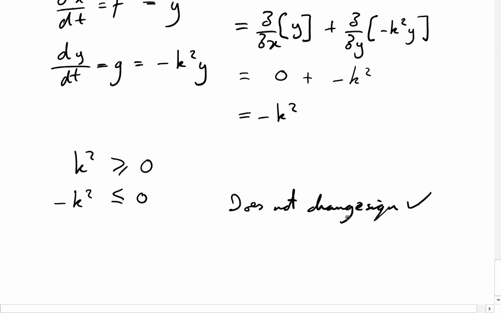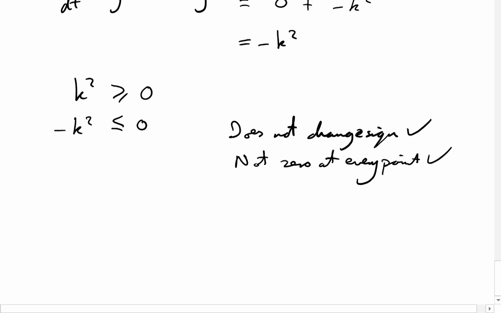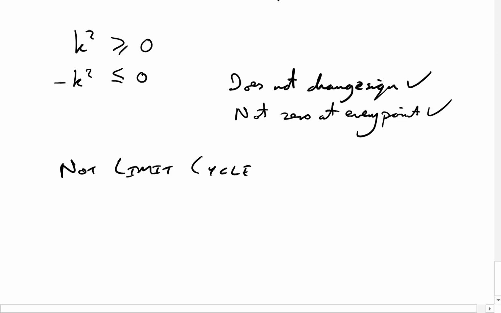Okay, the next condition is that it can't be 0 at every single point in our region. Well, clearly it's only 0 at one point. It's only 0 when k is actually equal to 0. At all other points, it's not equal to 0. It's always going to be negative. So it's not identically 0, or not 0 at every point. That condition is met. Okay, so these two conditions are met. So what does it tell us? There's not a limit cycle. Great. So there's definitely not a limit cycle.